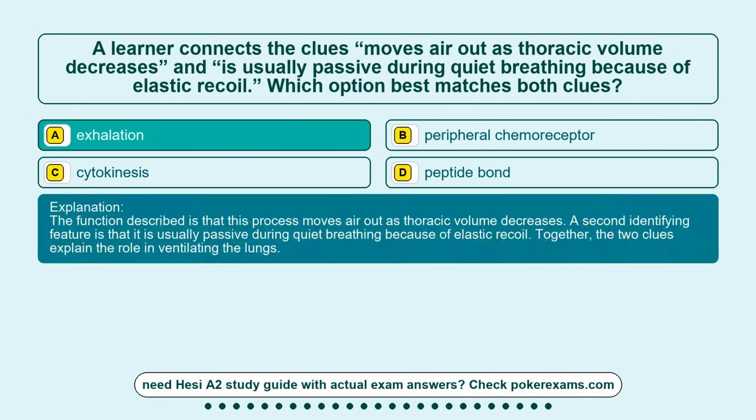The function described is that this process moves air out as thoracic volume decreases. A second identifying feature is that it is usually passive during quiet breathing because of elastic recoil. Together, the two clues explain the role in ventilating the lungs.